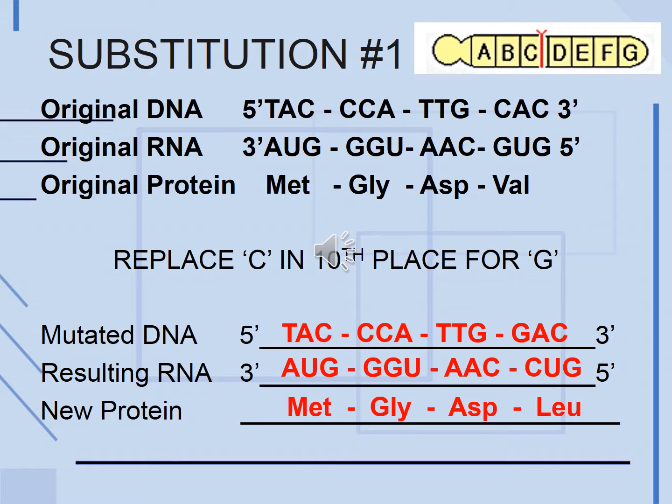GGAC. And there we have the methionine, the glycine, the asparagine, and then you get the wrong ending amino acid, leucine. In this case, the substitution was bad. It creates a protein that is wrong. So in this case, substitution is still bad. But sometimes you get lucky, and I'm going to show you in the next slide another example of when it does not create a junk protein. So let's take a look.